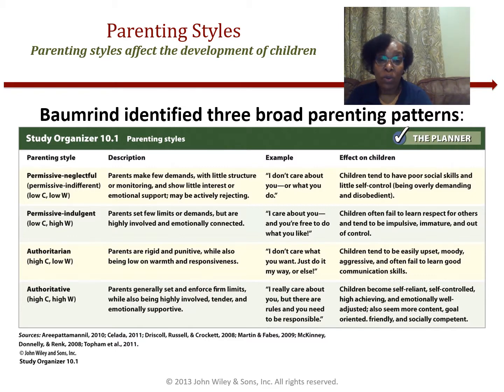Again, the last one, authoritative. This is the most popular area we would love parents to be in because parents are able to set limits and enforce the limits while also being supportive, highly involved, and showing love. The children that grow up with that type of parent are going to be more self-reliant. They're going to have more control, eager to be high achievers, and overall just well adjusted.